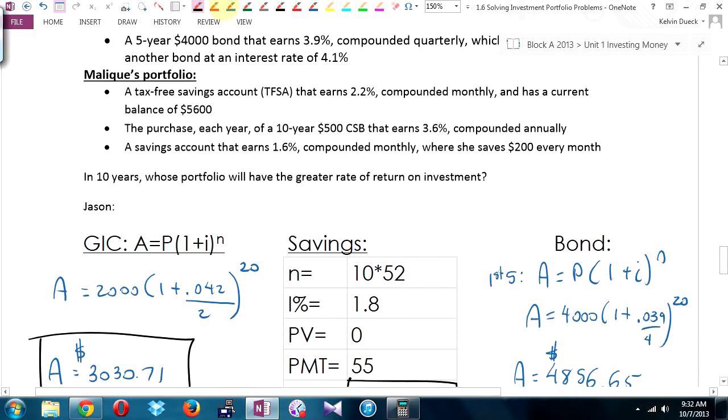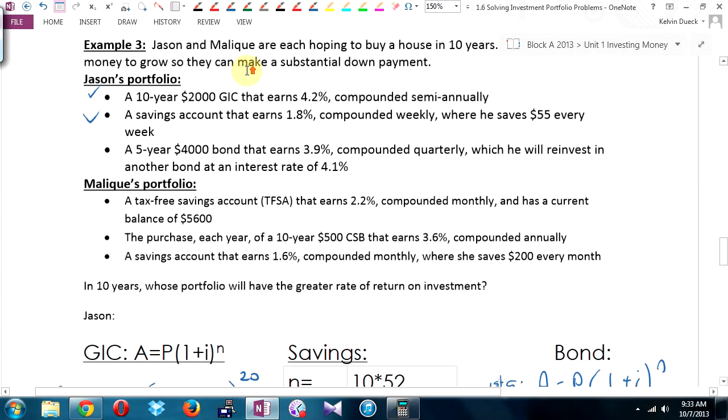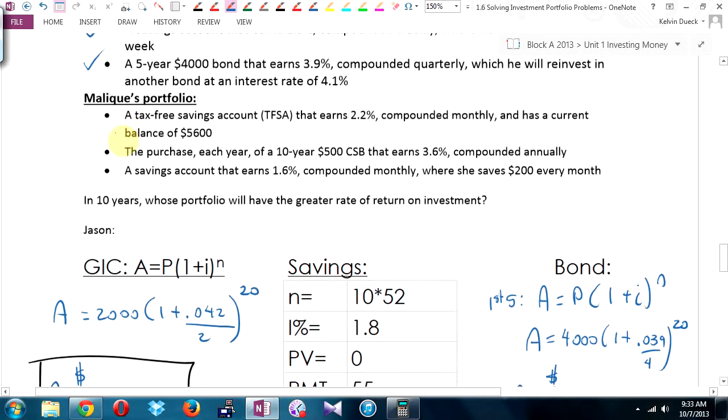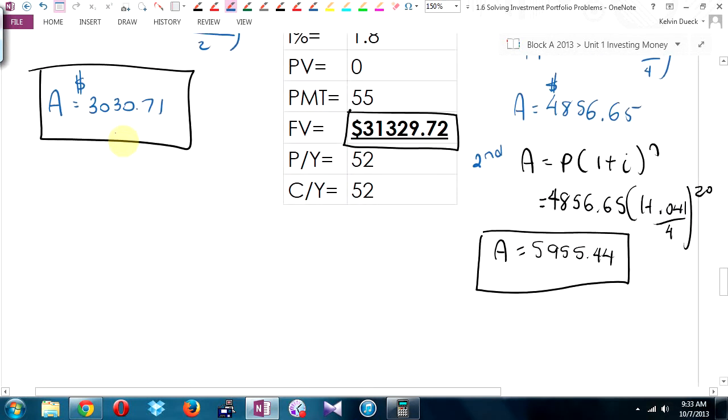We've calculated final amounts on all three. What's the total amount? Well, that's going to be 3,030.71 plus 31,329.72 plus 5,955.44.